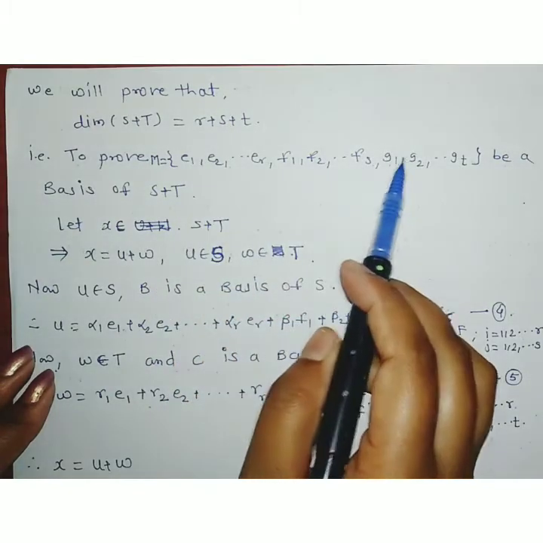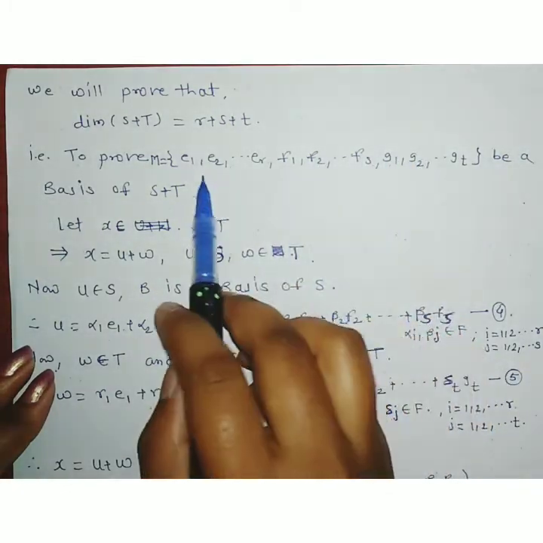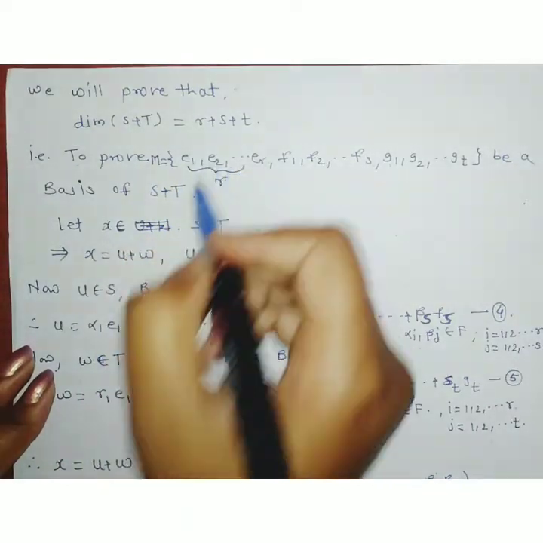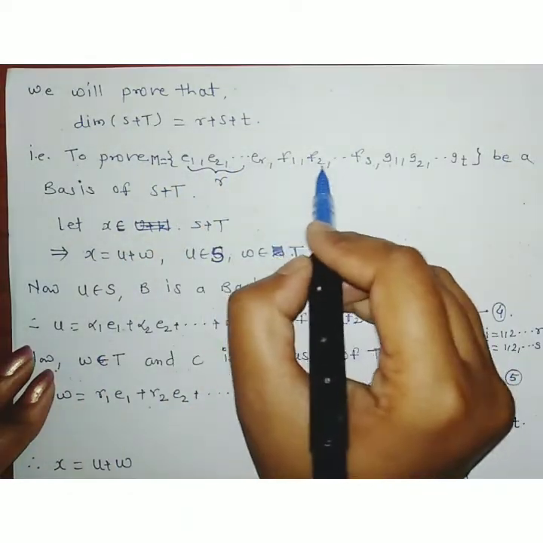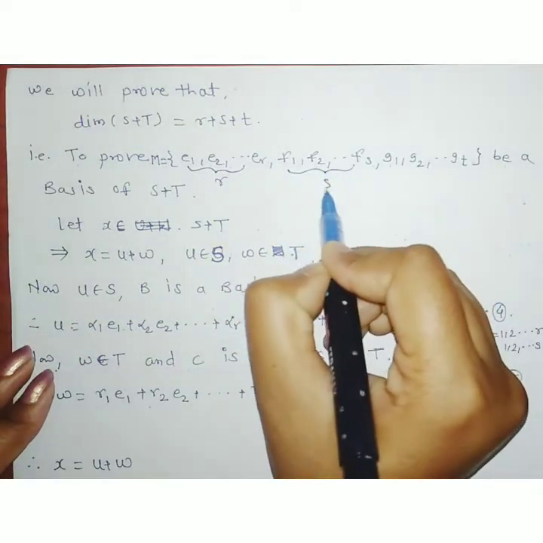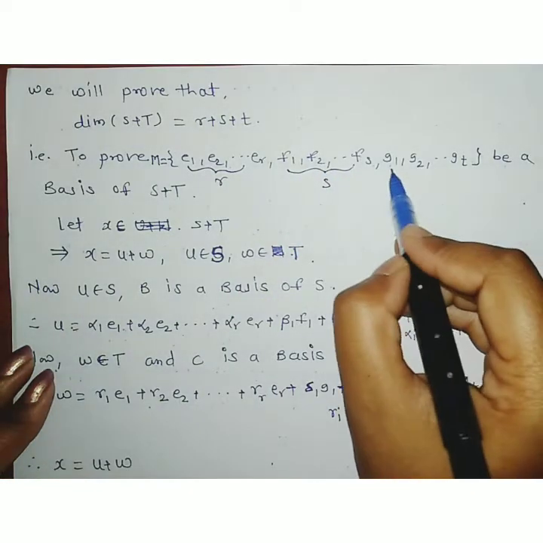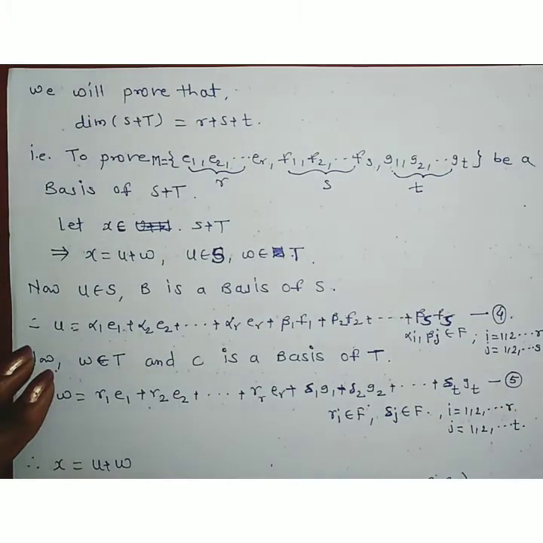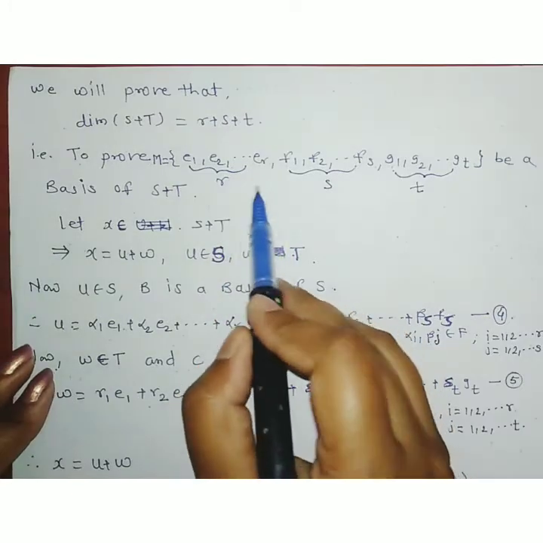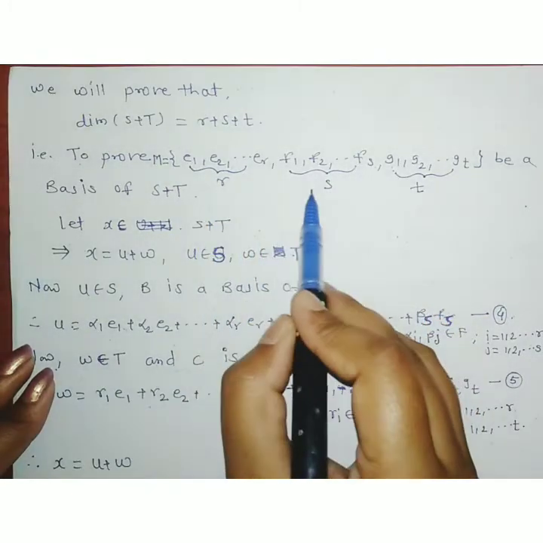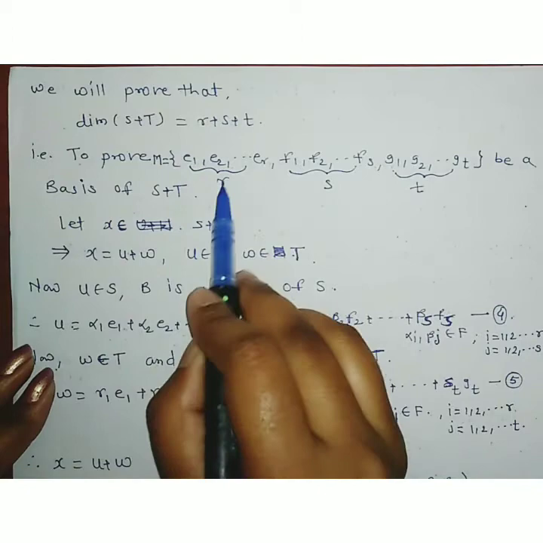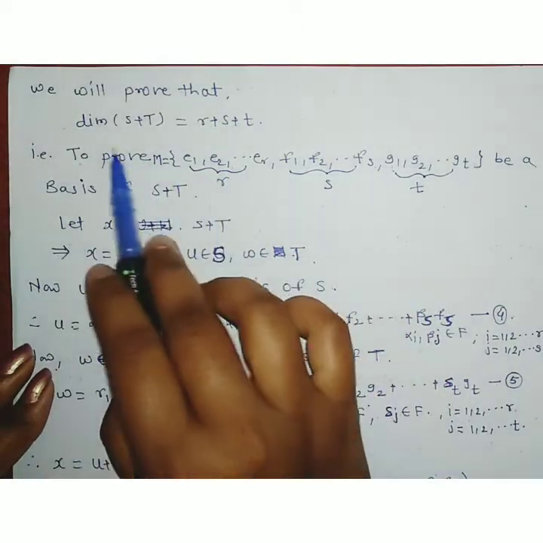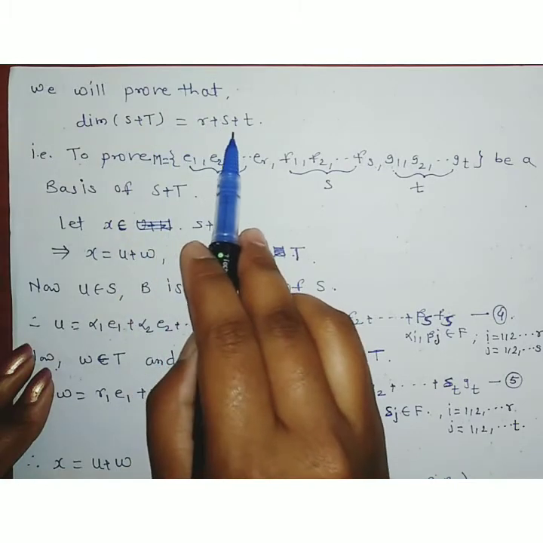How many elements are present here? R plus s plus t. Look here: the elements E1, E2, up to Er, these are a total of r elements. The next elements are F1, F2, up to Fs, a total of s elements. Then G1, G2, up to Gt, a total of t elements. So we have to show that the total number of elements is r plus s plus t, and that this is a basis for S plus T. Therefore, by using this fact, we show that the dimension of S plus T is equal to r plus s plus t.